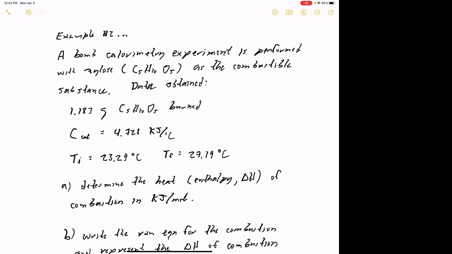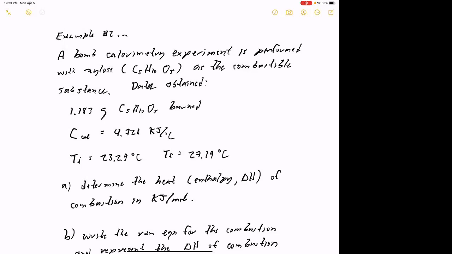All right, so in the second example, we've got a bomb calorimetry experiment. It's performed with xylose, which is a hydrocarbon. So it's C5H10O5 is its formula. That's the combustible substance. That's what we're burning in there. And the data that we're going to get is the following. I'm going to burn 1.183 grams of the xylose. So I'd have to weigh that out, right, well in advance before I put it in the bomb.